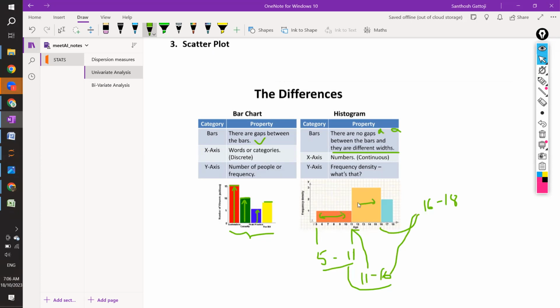That means there will not be any gaps between the bars, and the bars might be of different widths sometimes. This is for the continuous data, and that is for the discrete. Okay, is this clear, guys? Any confusions you are having in bar graphs and histograms, please let me know.